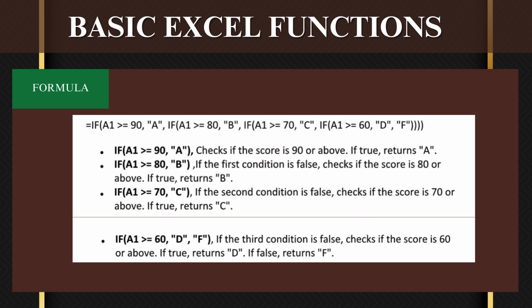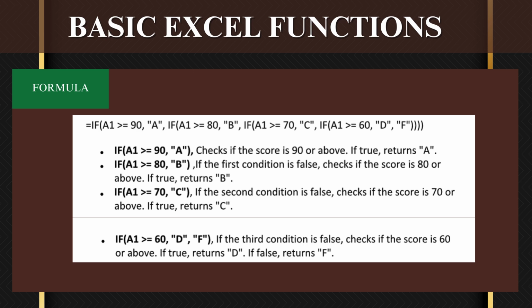Formula: =IF(A1>=90, "A", IF(A1>=80, "B", IF(A1>=70, "C", IF(A1>=60, "D", "F")))). IF(A1>=90, "A") checks if the score is 90 or above. If true, returns A.